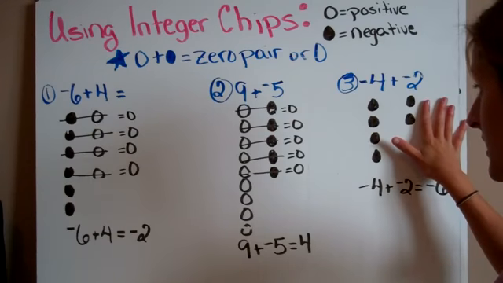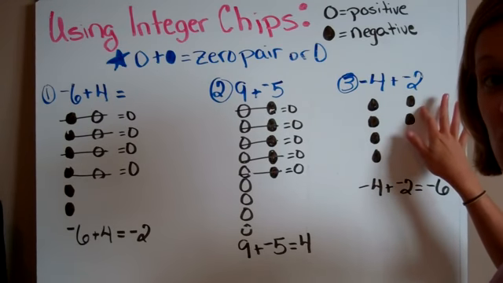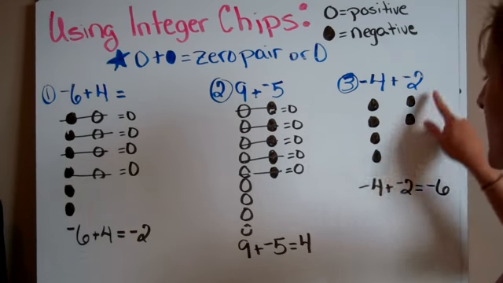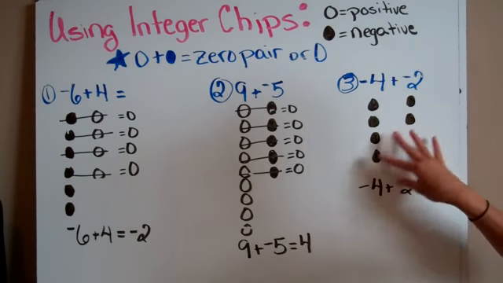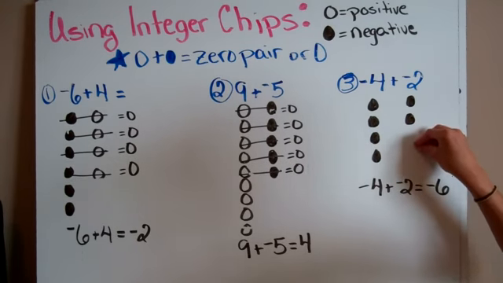I can't get rid of any. I can't match any with a closed circle and an open circle. So I just count up the total number of chips I have, and that's going to be negative 6 because all these chips are negative chips.